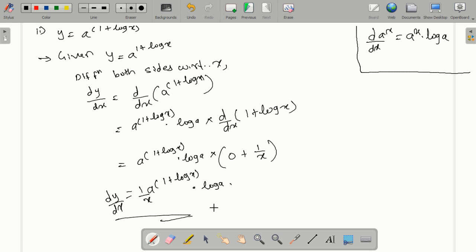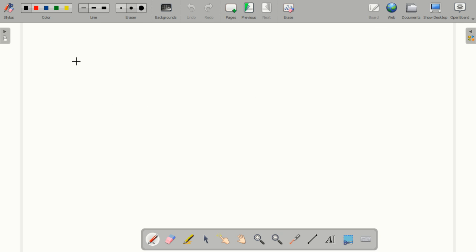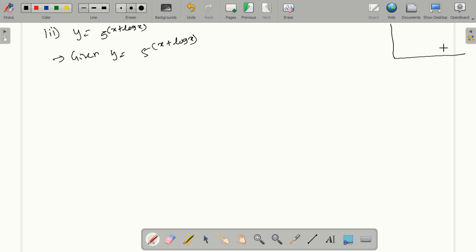This is very easy, right? Let's solve the last example. The last example is y is equals to 5 raised to x plus log x. Okay, so given y is equals to 5 raised to x plus log x. This is very similar to the previous example, but instead of a, we have here 5.